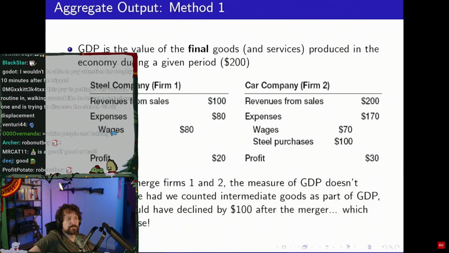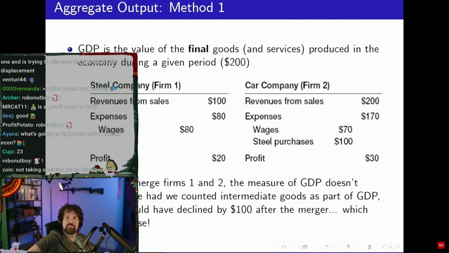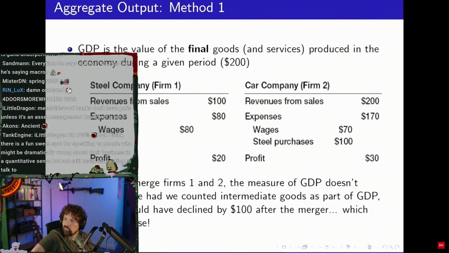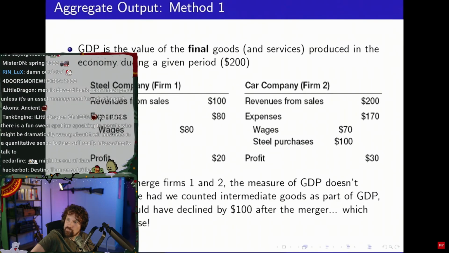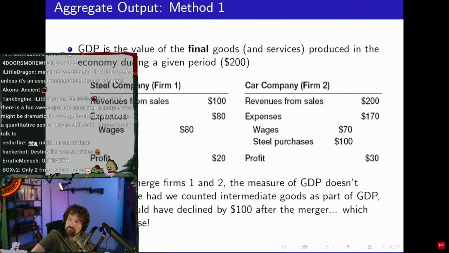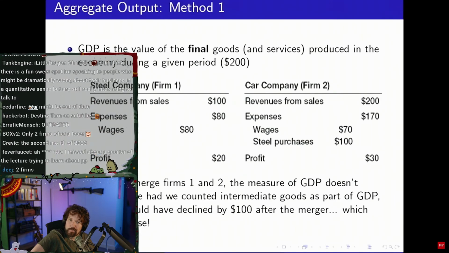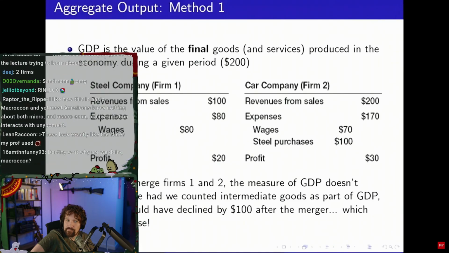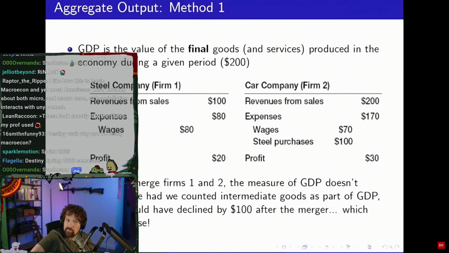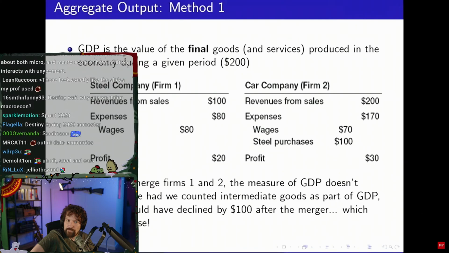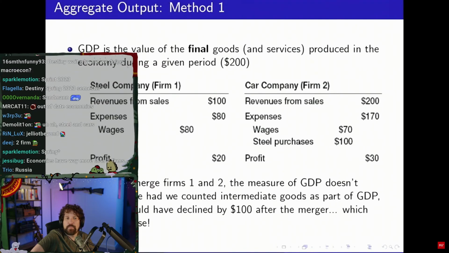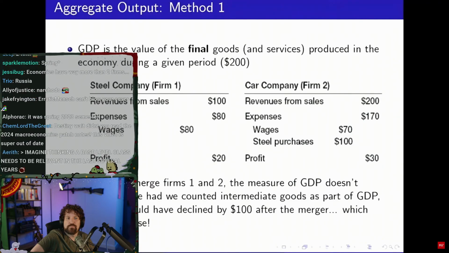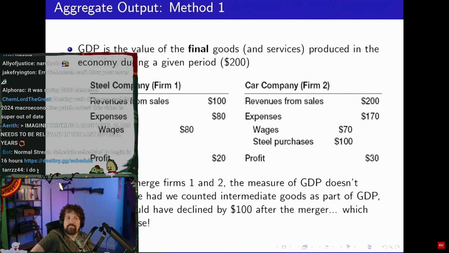It has just two firms. Okay, suppose that we have an economy that's very simple. One firm produces steel, and the other one produces cars. And the company that produces cars buys all the steel from the other company. You as a consumer don't buy steel directly. The car company buys steel, uses it to produce a car, and you buy the car. Okay? So that's our simple economy, and those are the accounts of the simple economy.